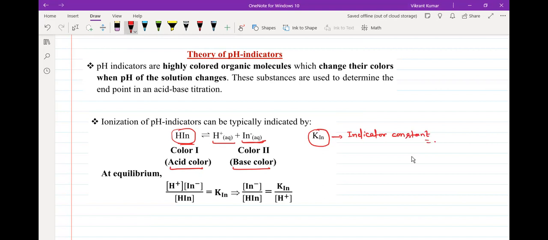तो this KIn will be called indicator constant. And if you see, if you take this ratio, this is the ionized and the unionized form, or we can say base is to acid का ratio है, which is depending on this ratio in which H plus is involved. So this thing is going to change during titration.